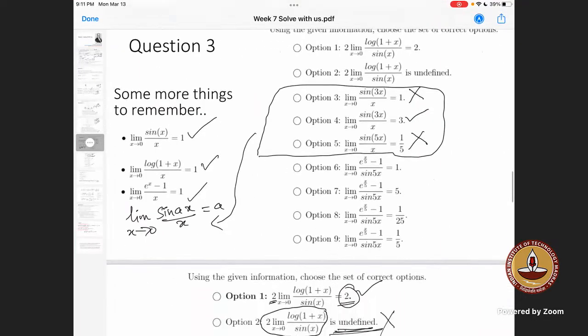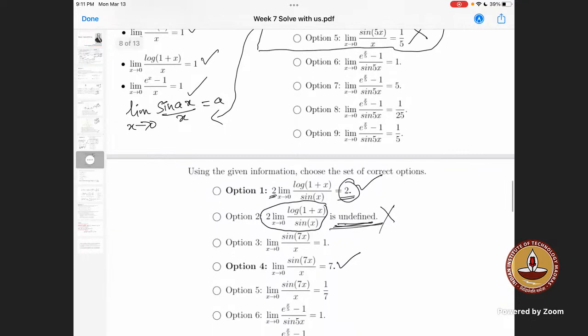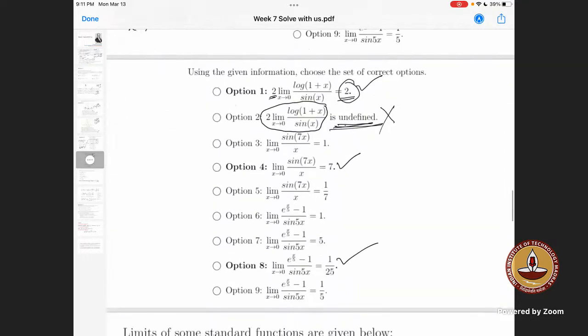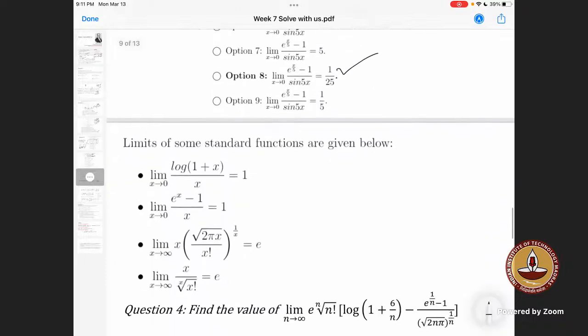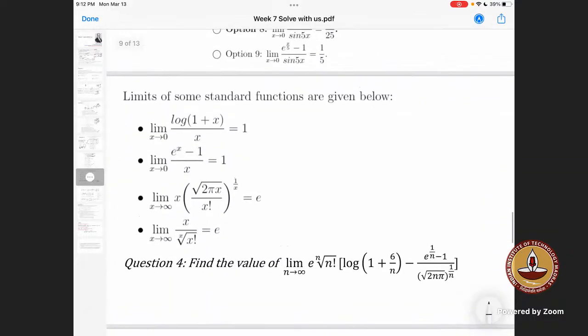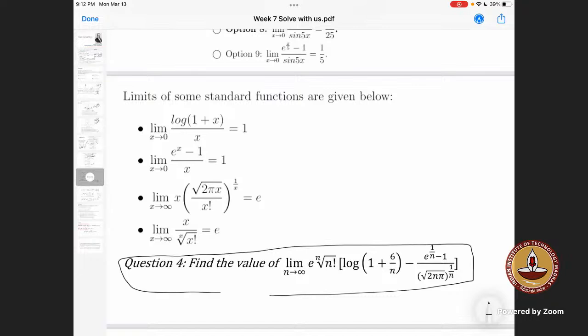Yes, sir. Okay, so the next question is a little bit complicated, so take your time and try to do it, okay? Is it visible for everyone? Yes, sir. You are supposed to find this limit value, and for solving this limit you can use these formulas. These are some standard limits which are given to you, and make use of these formulas to find the value of this limit.